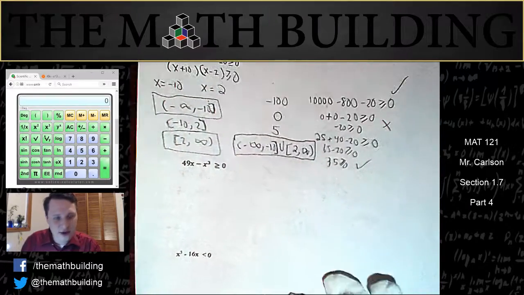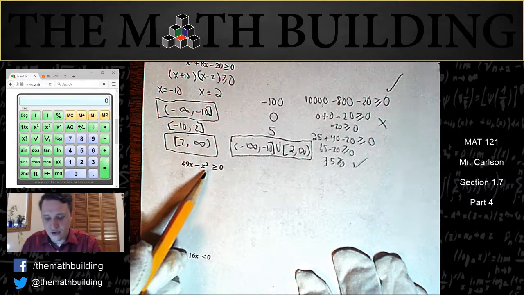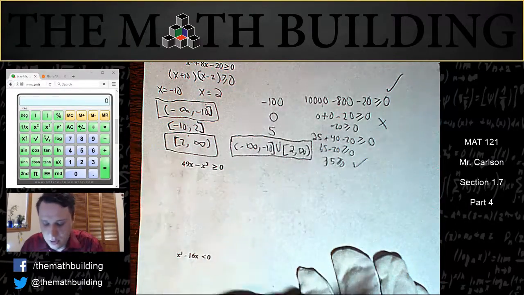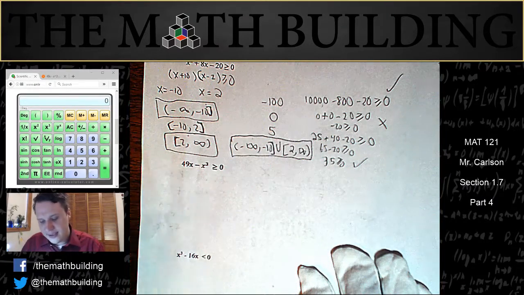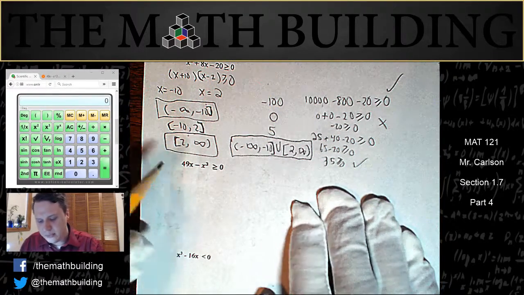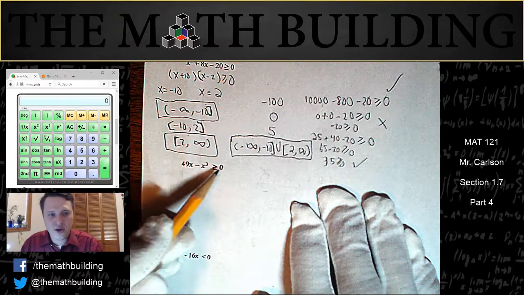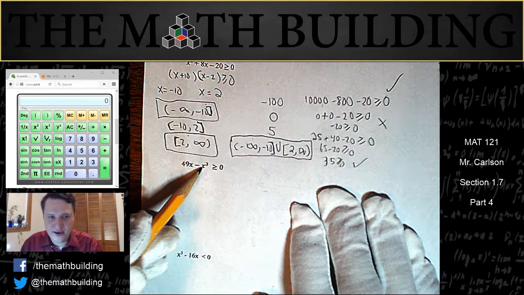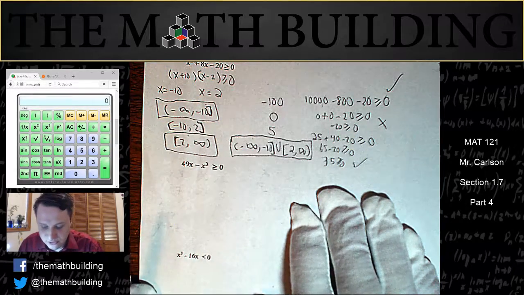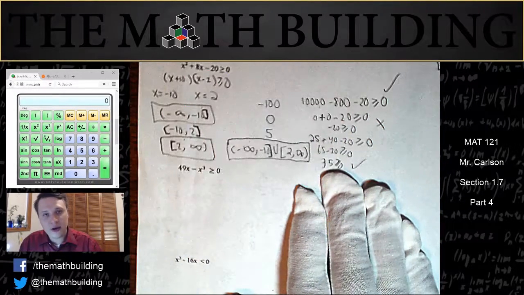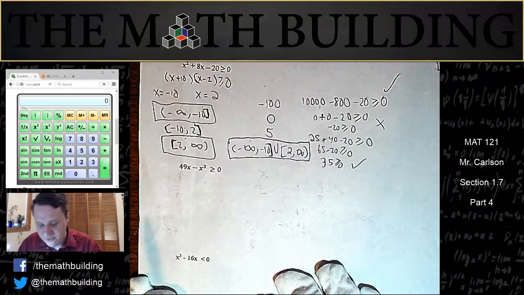Here we have 49x minus x to the third is bigger than or equal to 0. Where is that true? Let's take a step back for a second. If this was an equal sign, then this equation would have three answers because we have x to the 3 and the degree is 3. So those are going to be our critical values. Let's go ahead and find them.